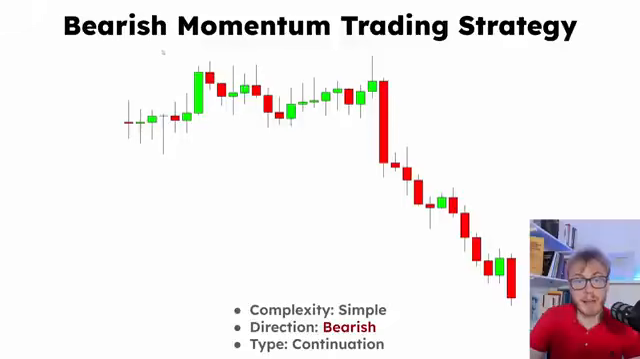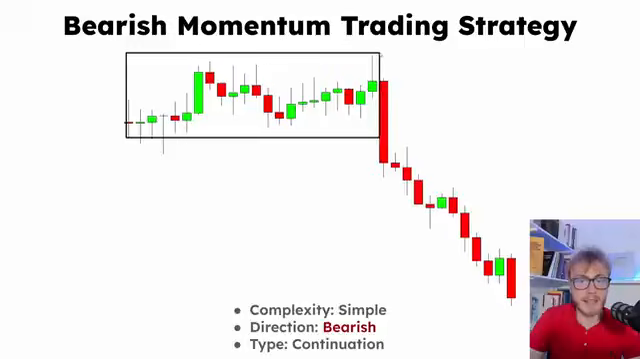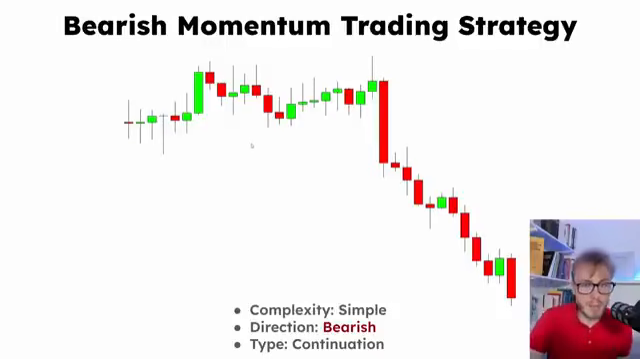So before the pattern, preferably we want to see a downtrend. But in this case, you can actually see that the price was in a trading range before the pattern appears. And this is also completely fine. You can actually trade the bearish momentum candle both as continuations, but also reversals. But now, what about the entry point, the stop loss and target level?